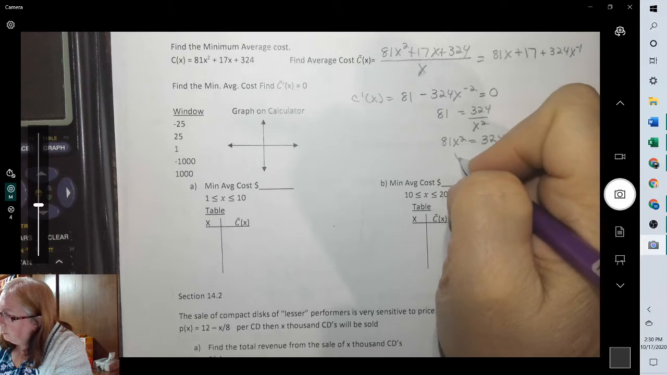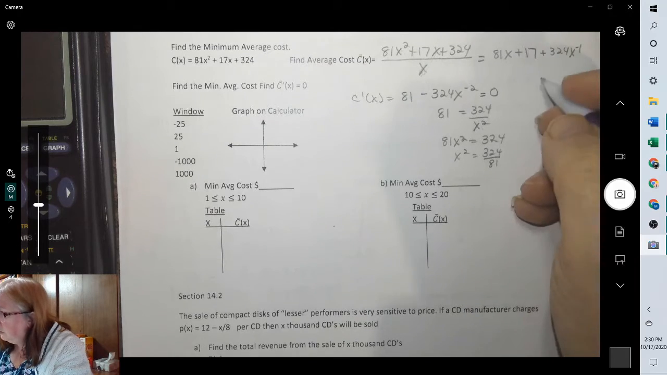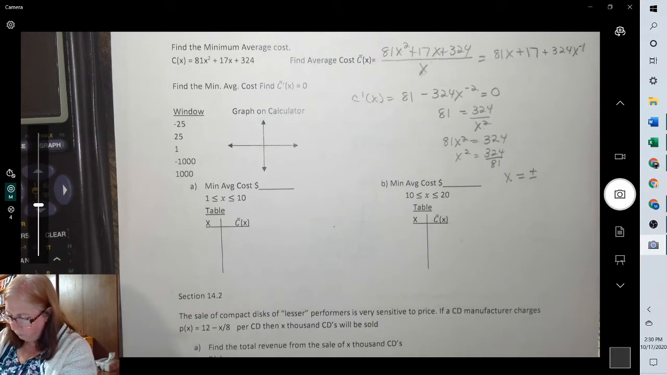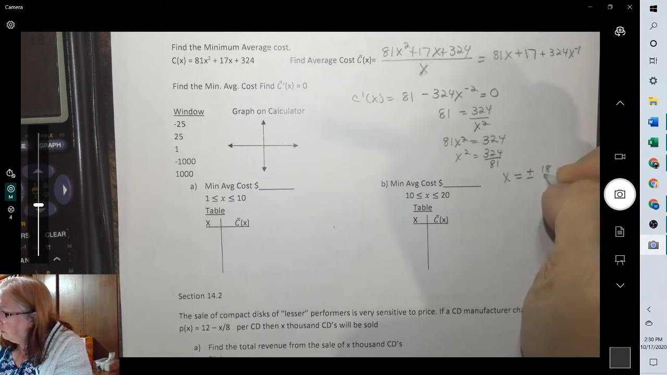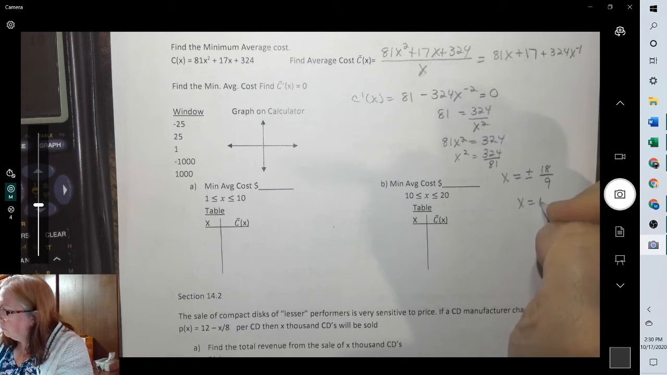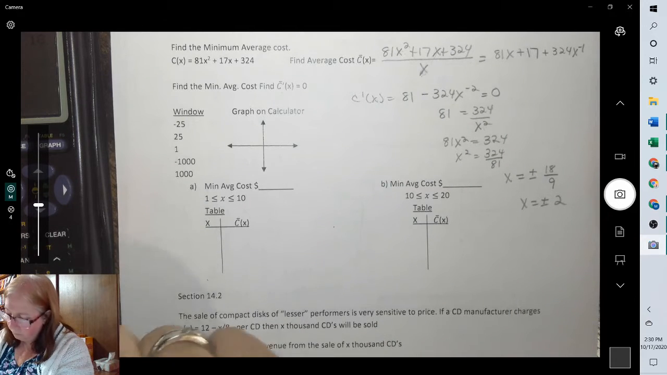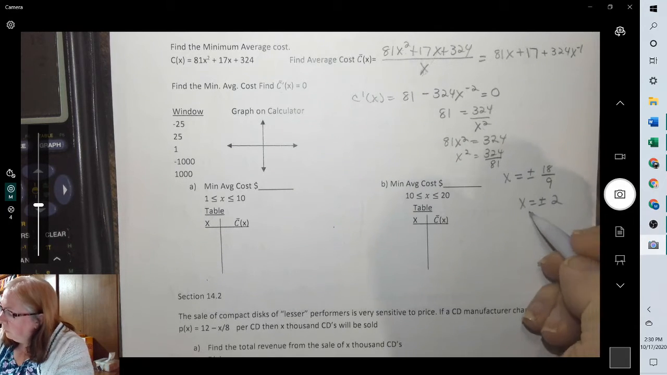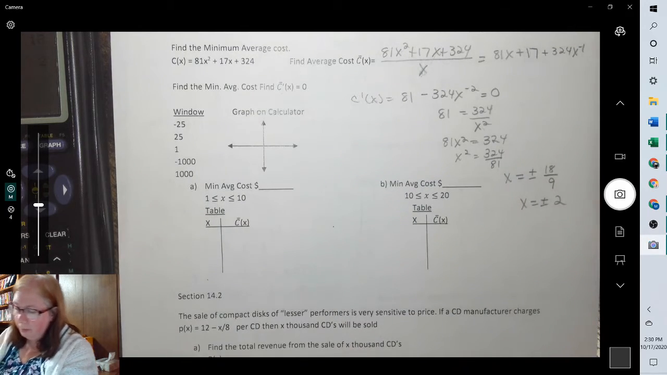And then divide by the 81. And take the square root. I don't think 324 has a square root. Oh, it does. It's 18. So we have 18 over 9 plus or minus 2. So our two critical numbers are a positive and a -2. Let's look at the graph next.